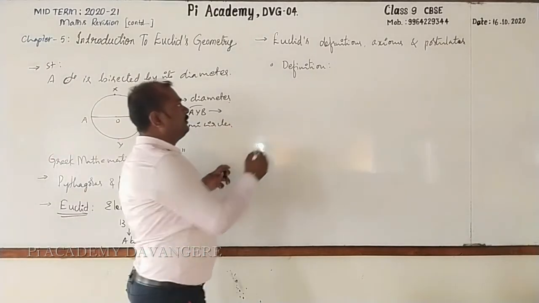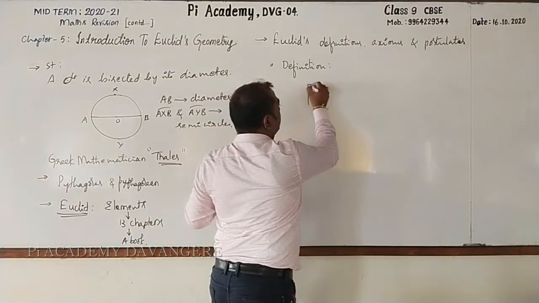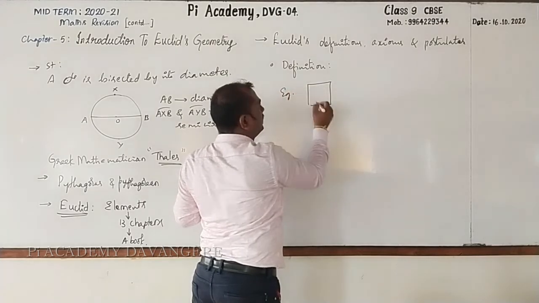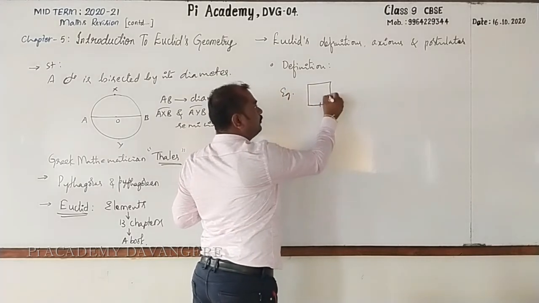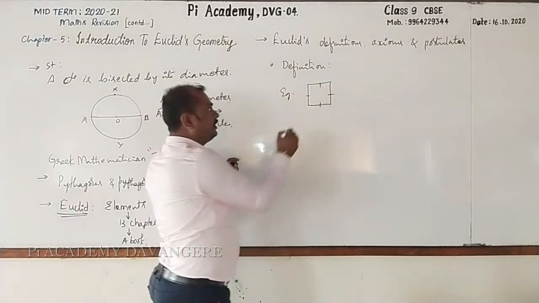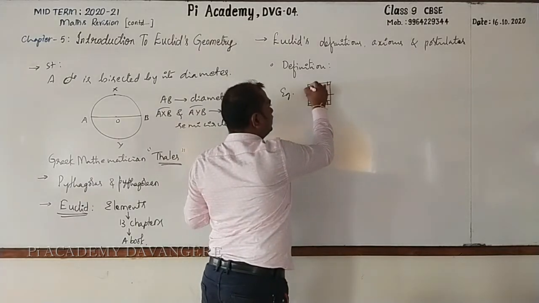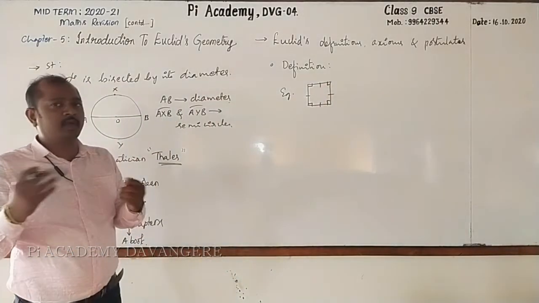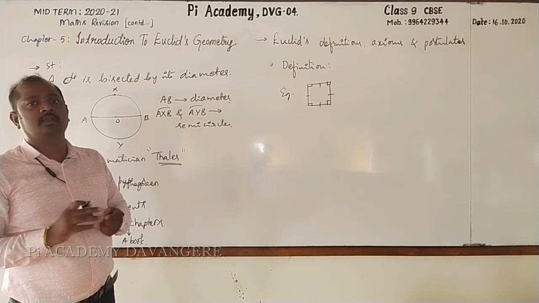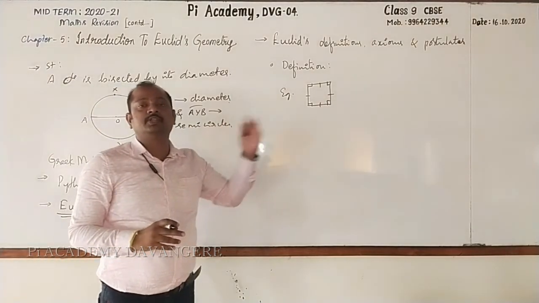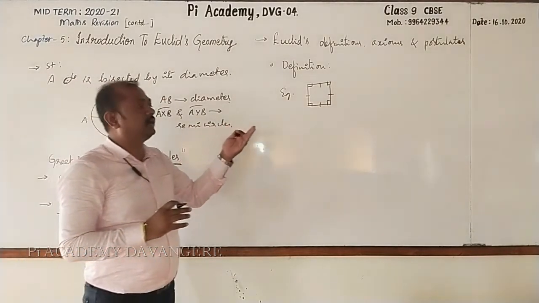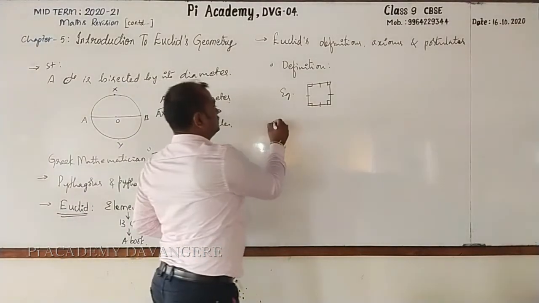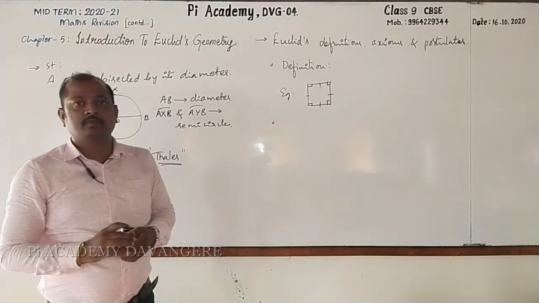For example, how do you define a square? A square is a quadrilateral in which all sides are equal and each angle is 90 degrees. Got it? A square can also be defined in another way: a rhombus in which each angle is 90 degrees is called a square.